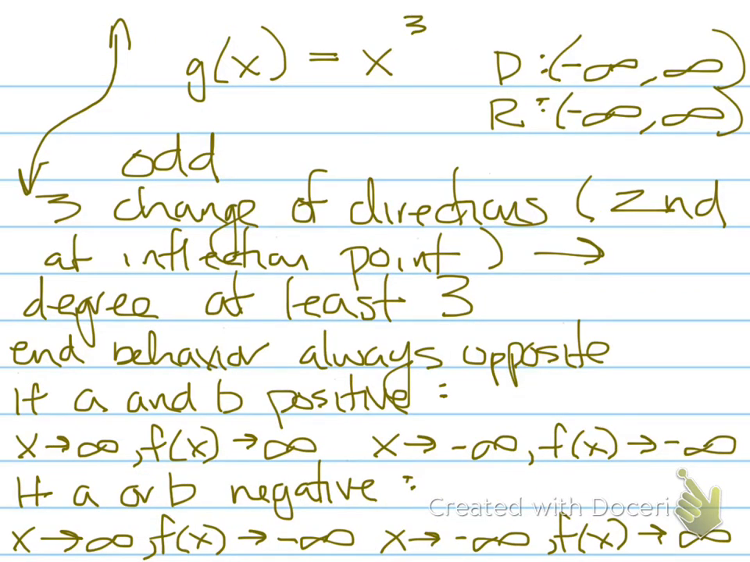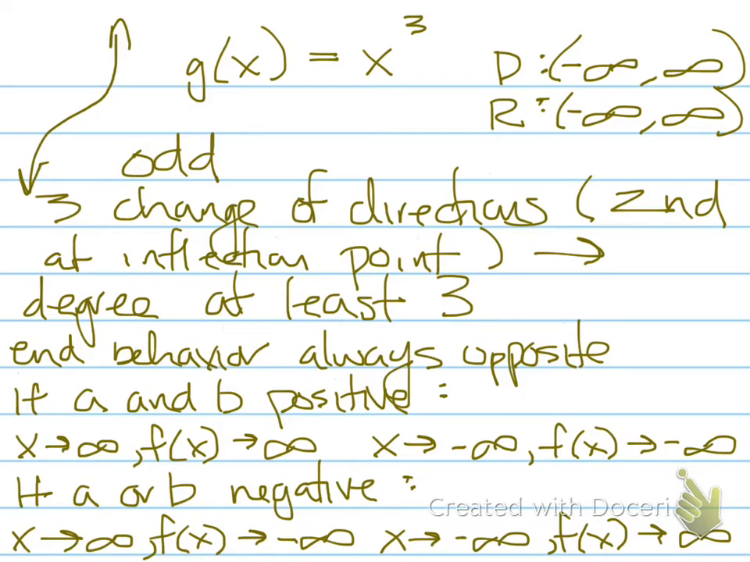And then we're going to use the cubic function to demonstrate what happens for most odd functions. Again, the domain for cubic functions is going to be all real numbers. The range is also going to be all real numbers. Since there are 3 changes of direction, and that second change of direction occurs at the inflection point, the degree is going to be at least 3. The end behaviors are always opposite. If one approaches positive infinity, then the other approaches negative infinity.